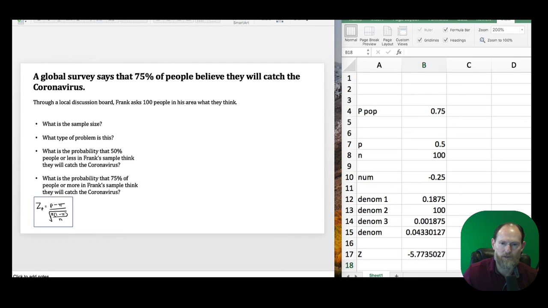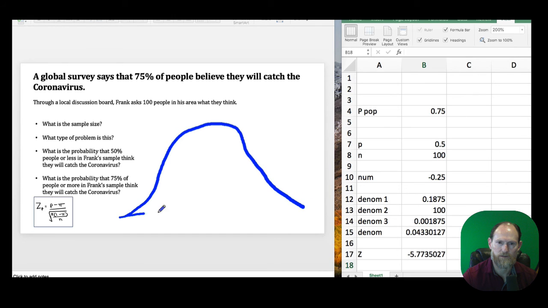because we're going to refer to it, and we already have it built over here. But I want to do a little bit of drawing first, just so I can keep track of what I'm doing. So this is what we're talking about. Normal distribution, and our proportion population, P-pop as I like to say, is in the middle at 0.75. So what is the probability that 75% of the sample or more in Frank's sample would think they will catch the coronavirus?